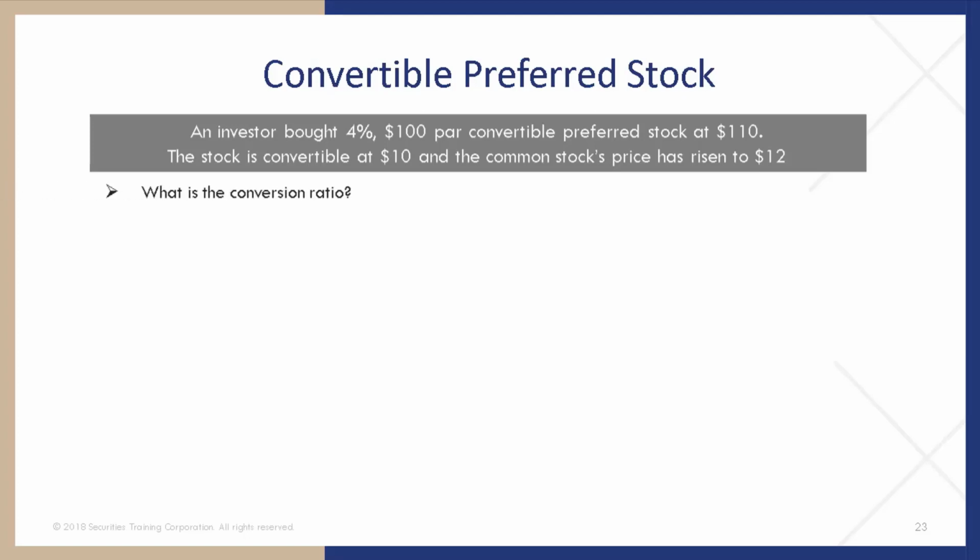First question says, what is the conversion ratio? Which means how many shares of common stock would I receive if I own this convertible preferred? Well, the way to calculate this is take the par value, which is $100, and divide by the conversion price, which is $10 per share. That equals 10 shares. So if I want to convert my preferred stock into common stock, I'd receive 10 shares of common stock for every share of preferred stock that I own.